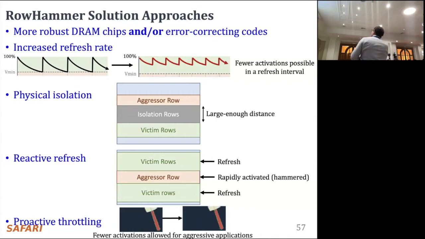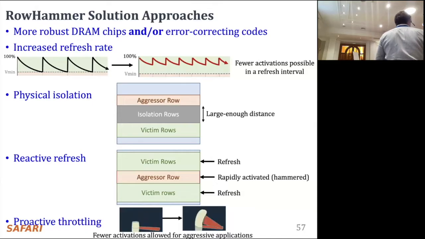So I think it's better to solve this problem with more specialized mechanisms than general purpose mechanisms that are high overhead. Increasing the refresh rate is a solution, not a good solution anymore, but we're going to talk about that. Physical isolation is interesting. At the operating system level or the virtual machine level, you can waste some memory and protect the victim rows from the aggressor rows.